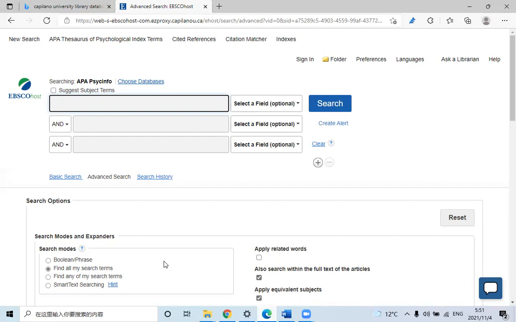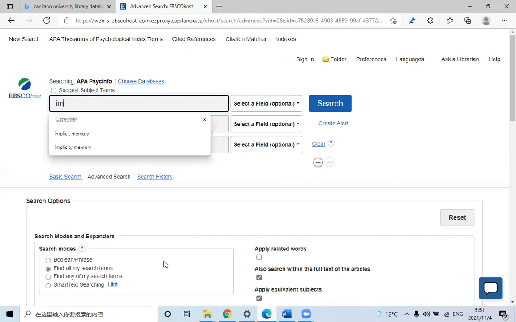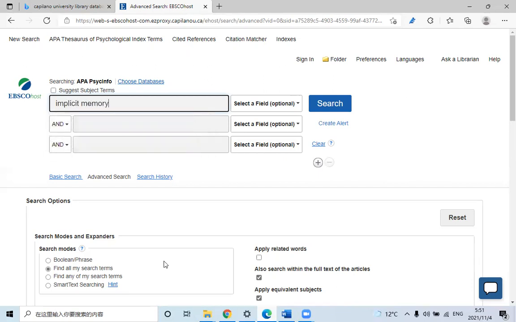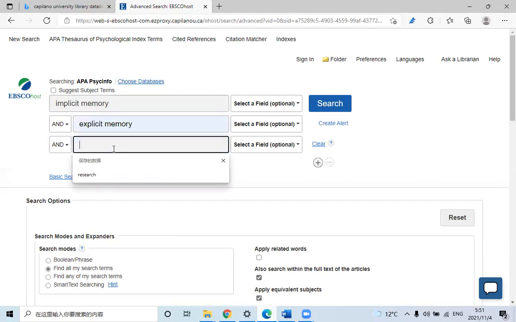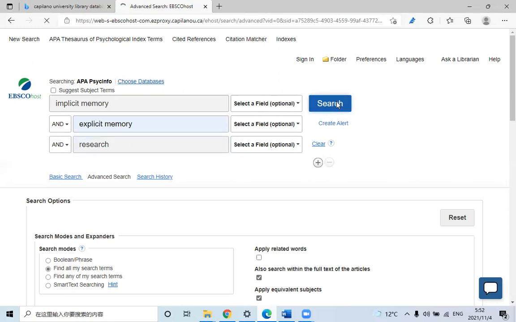I want to search under some keywords. Of course, an obvious keyword is implicit memory. And I would also include explicit memory. Maybe another one, research. I could use experimental research, which will give me more specific resources, or I could include clinical research. This will give me only the resources relevant to clinical psychology, but I don't want to be too limited. I might want to start by casting a big net and see what shows up.